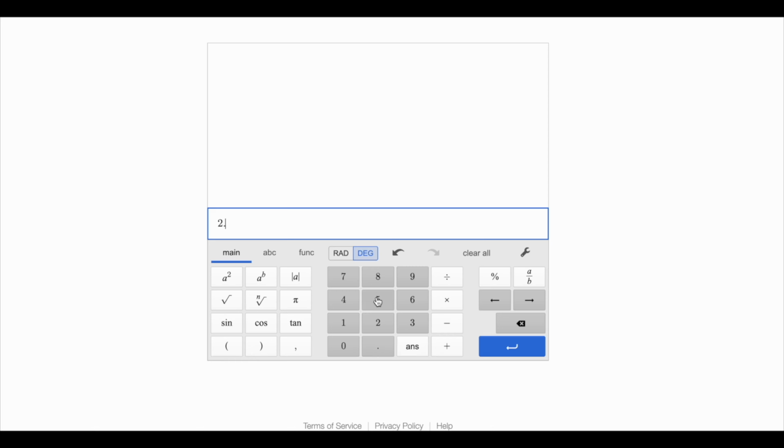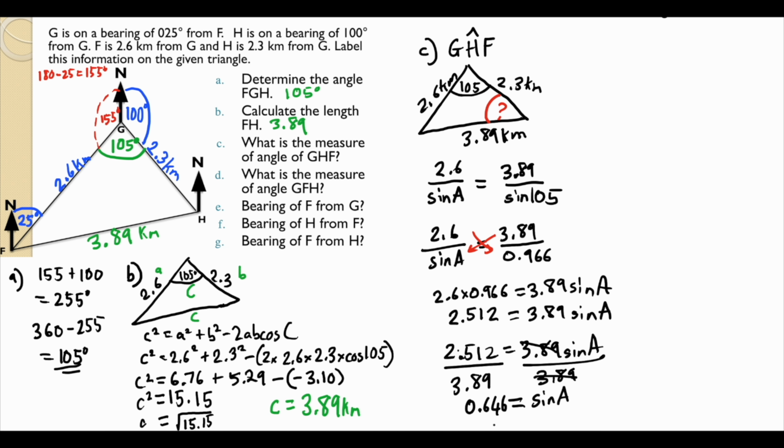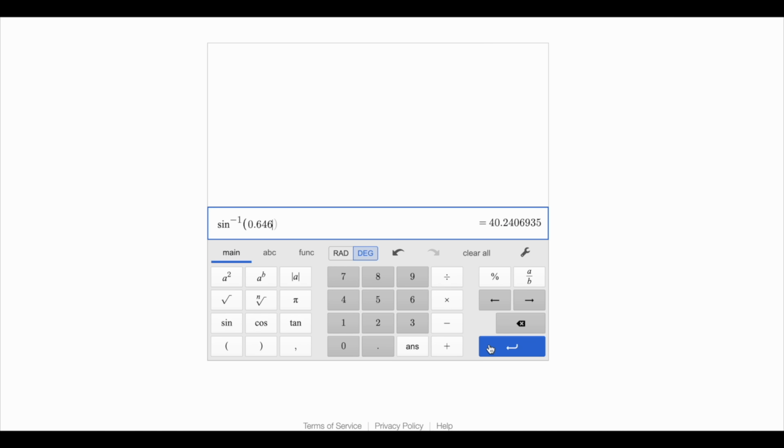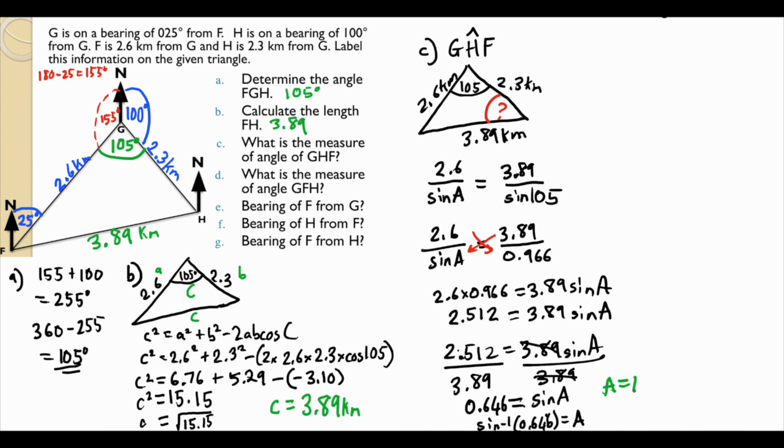So 2.512 divided by 3.89 gives us 0.457. This 7 will turn this to a 6, so 0.646. Okay, so now we do the inverse, sine inverse. So once I do that, that would give me the answer for A. So in essence, A would then be equal to 40.24. So here is 40.24 degrees. So I know inside here is 40.24. I could even keep it simple and just say 40 just for the sake of numbers.